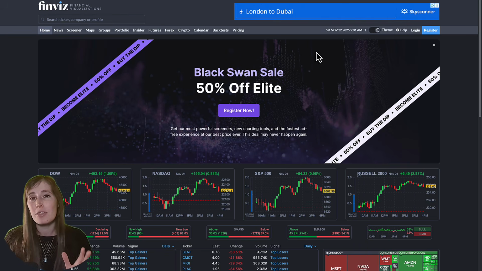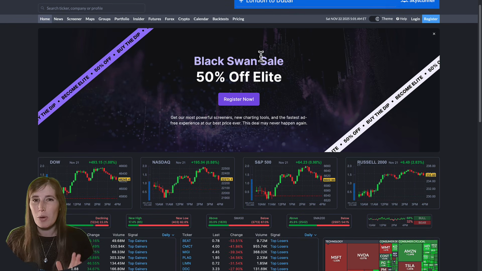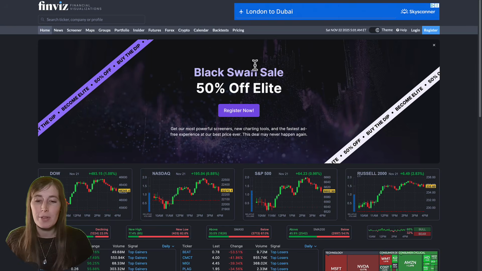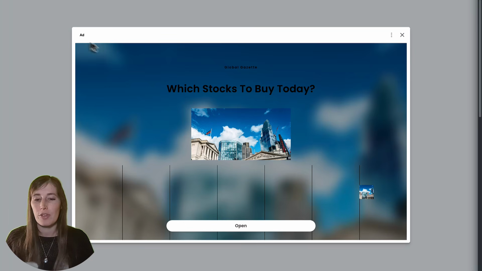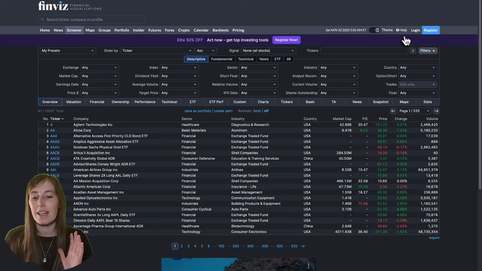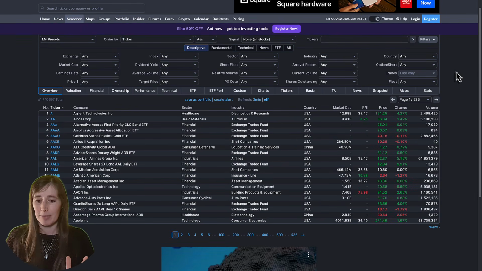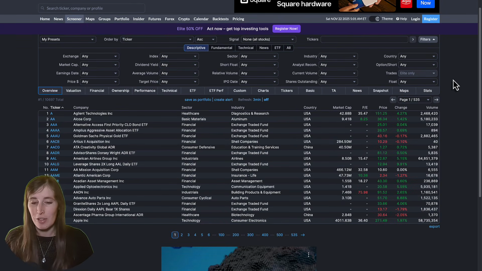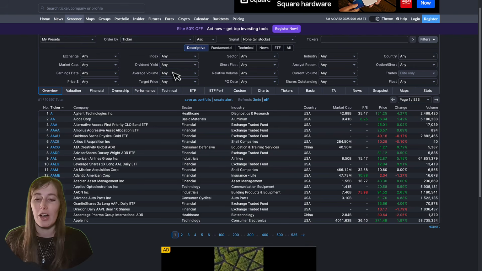I currently use this tool on Finviz, which is one of my favorite tools. I use this for more swing trading and short-term investments, but they have a very useful screener feature on here as well. You can see the ad popped up. That's because this is a free tool, but it doesn't negate the features that it offers. It's very similar to the screener on TradingView.